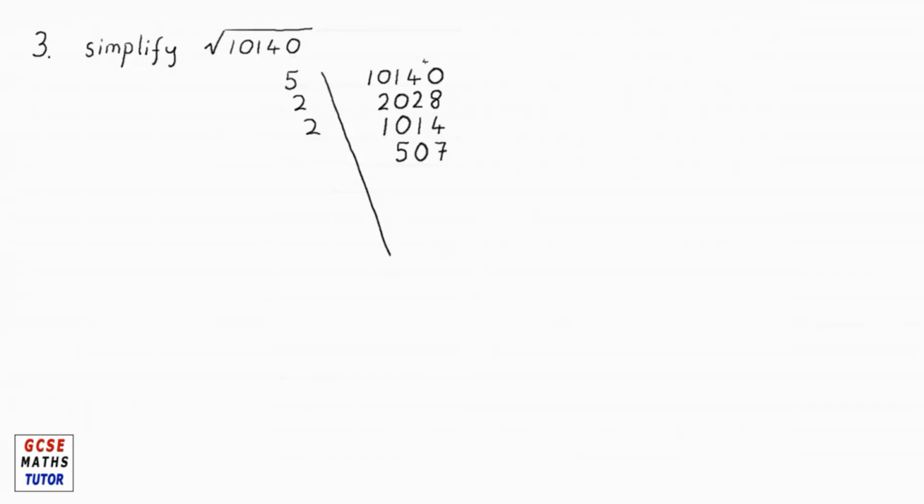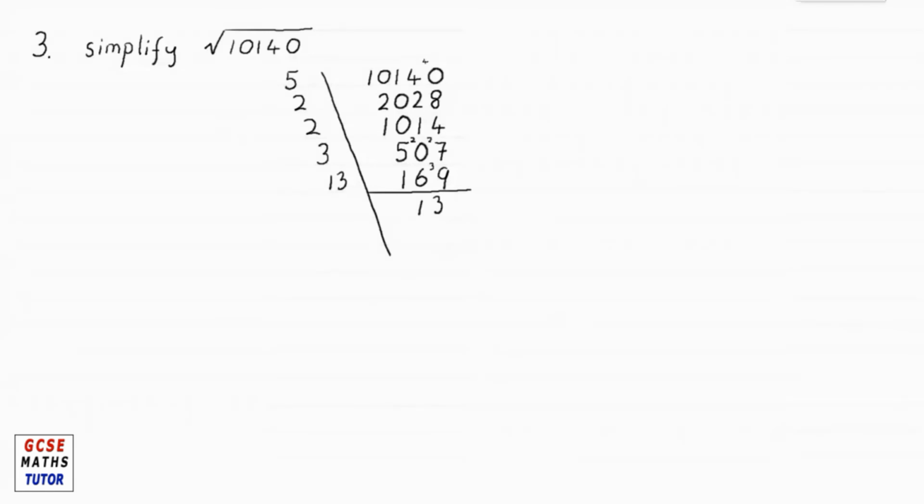Now we'll try 3. 3s into 5 goes once. Carry 2. 3s into 20 goes 6 times. Carry 2. 3s into 27 goes 9 times. Now we'll try 13. 13 into 16 goes once. Carry 3. 13 into 39 goes 3 times.